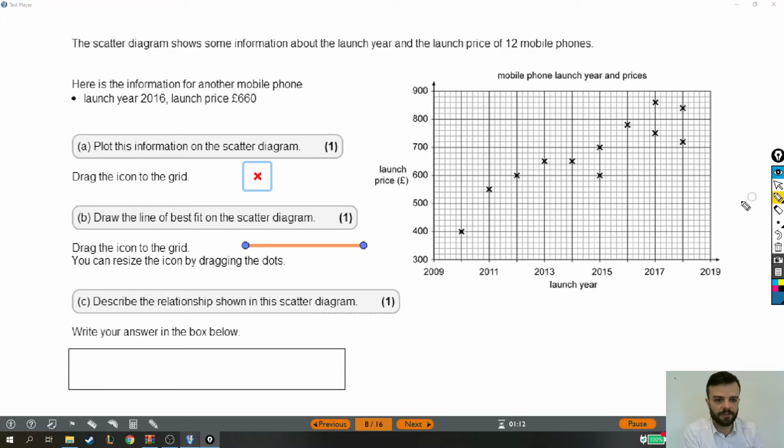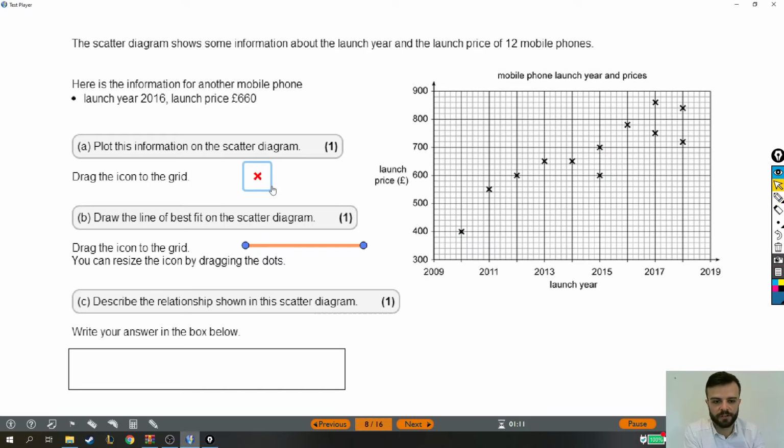So just as a reminder, how these scatter diagrams work, each one of these is an individual bit of information. So this tells us that in 2010, there was a phone released that was £400. This tells us that in 2015, there was a phone released that was £600, and there was a phone released that was £700 in 2015. So we put our data point on.